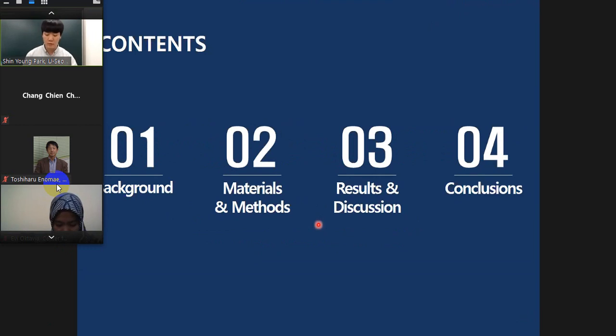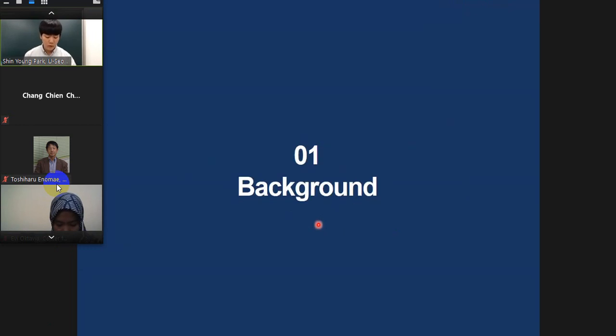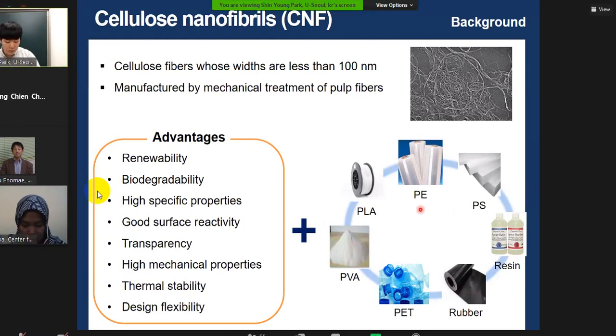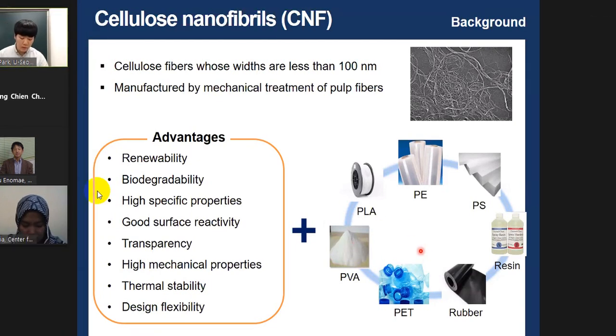These are the contents that we will present. First, I'd like to talk about the background of this research. As we know, cellulose nanofibers, CNF, are mechanically treated cellulose fibers whose widths are narrower than 100 nanometers. In addition to its renewability and biodegradability, CNF has many advantages such as high mechanical properties, high surface reactivity, transparency, and design flexibility. Thanks to these advantages, CNF has been mixed with many polymers and is applied as a reinforcing material for composite.